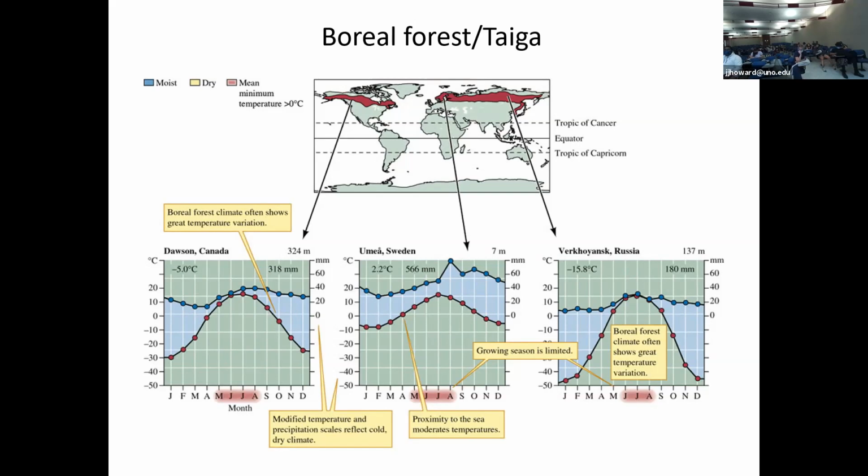And notice this is really obvious in the diagrams on the left and on the right, that during the growing season, the amount by which moisture supply exceeds demand is very small. That's borderline drought. That gives conifers an advantage. So conifers are going to have advantages in these kinds of climates.